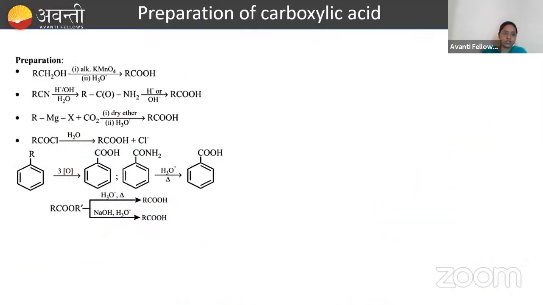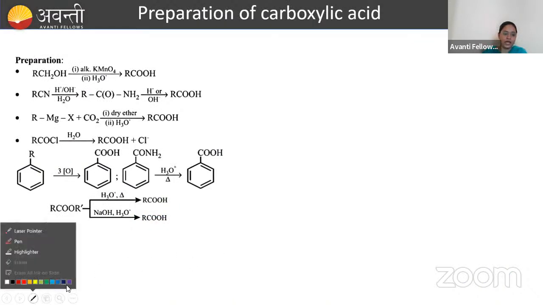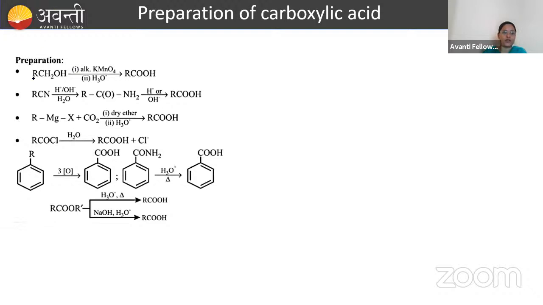So today's first topic is what? Preparation of carboxylic acid. So by using which methods we can prepare carboxylic acid? So first one is from the alcohol. Yes, first one is from the alcohol. By doing oxidation of alcohol with the help of alkaline KMnO4 and acid workup, we get the acid.